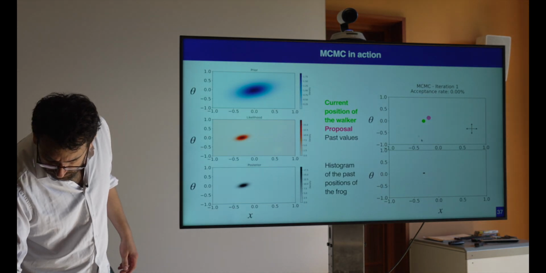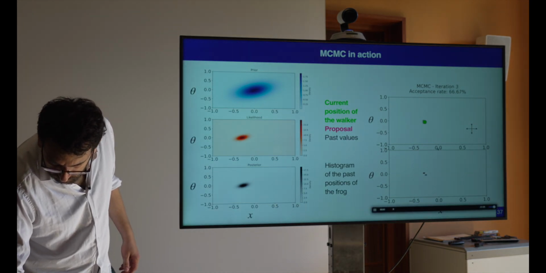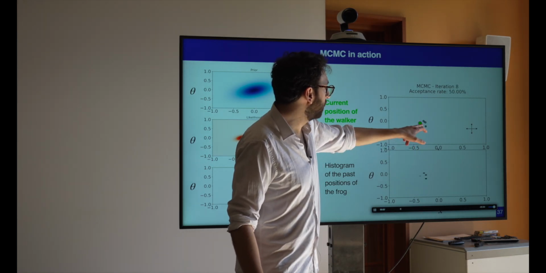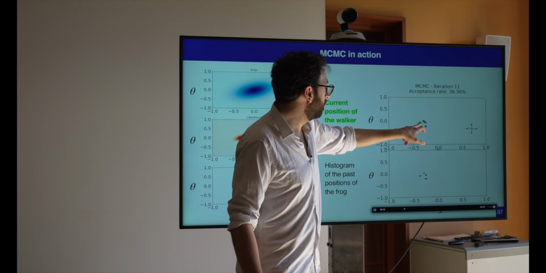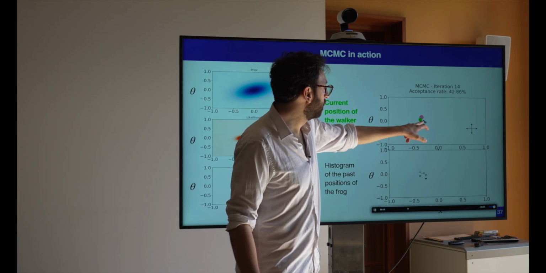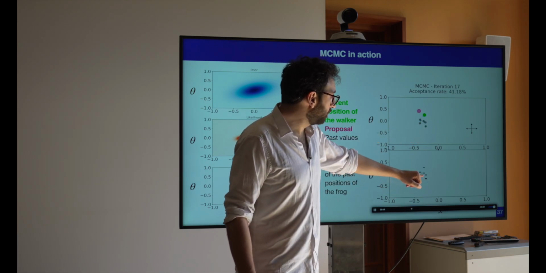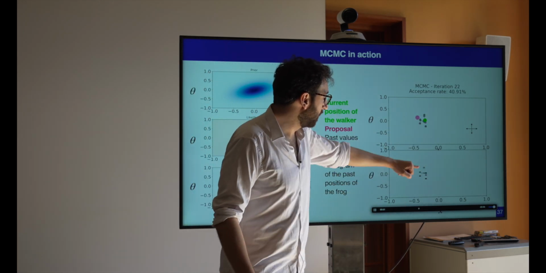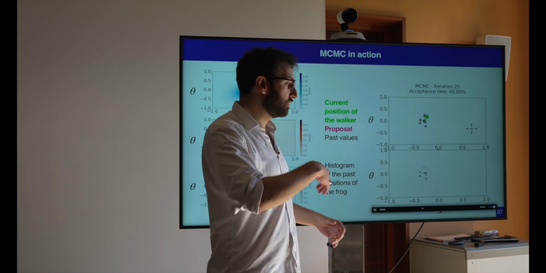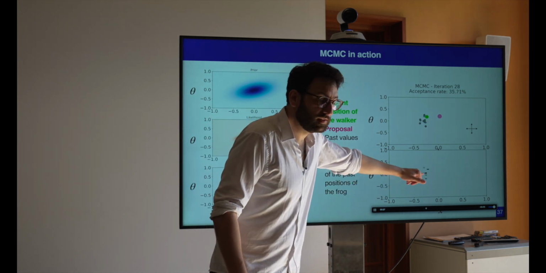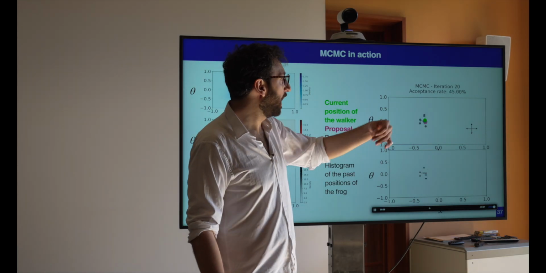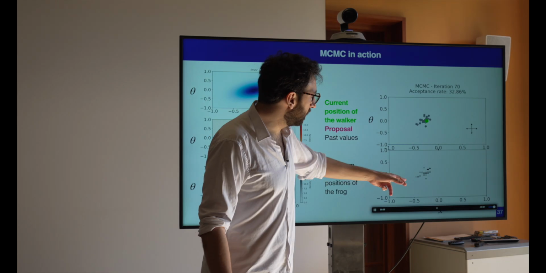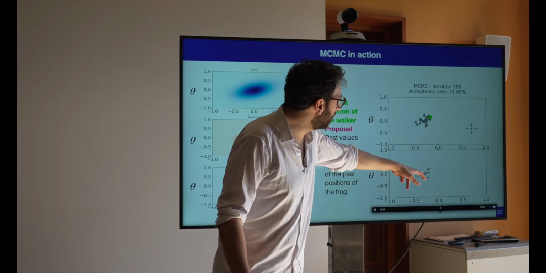Okay, so let's see an MCMC in action. Here I have my proposal distribution. Here I don't accept it, I don't accept it. Here I accept it, I go there. Now I accept it, I go there. And on the bottom, I'm plotting a histogram of the past values of the parameters, of where the frog was. In each box, the value in the heat map is proportional to the number of times I went there. So now we go 10 iterations by 10 iterations, and we see that the histogram is starting to be populated.